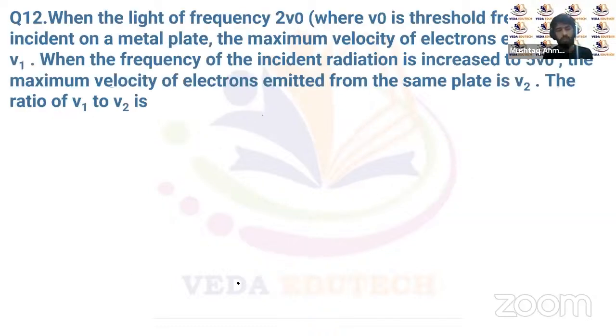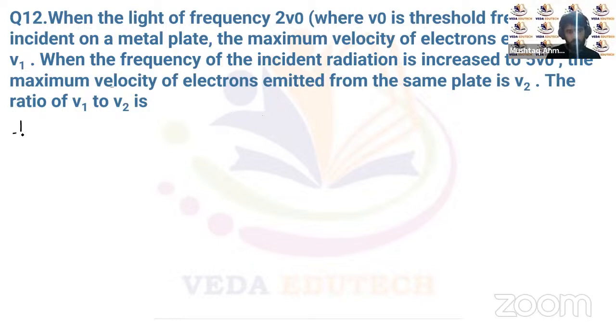Let's discuss this question number 12. When light of frequency 2 nu naught, where nu naught is the threshold frequency, is incident on a metal plate, the maximum velocity of electrons emitted is v1. When the frequency of the incident radiation is increased to 5 nu naught, the maximum velocity of electrons emitted from the same plate is v2. The ratio v1 to v2 is?